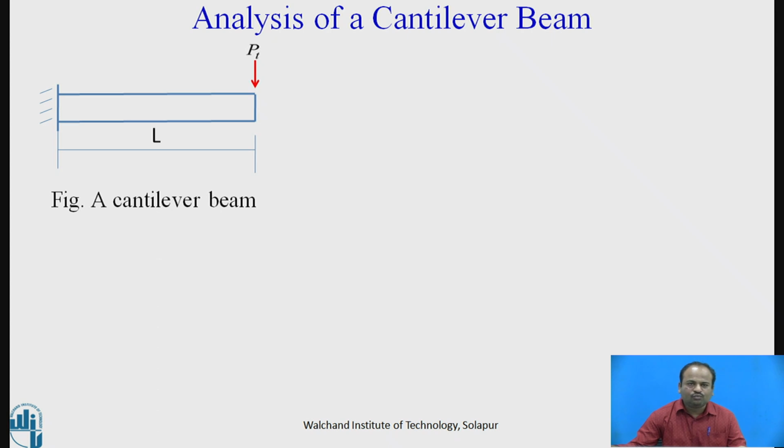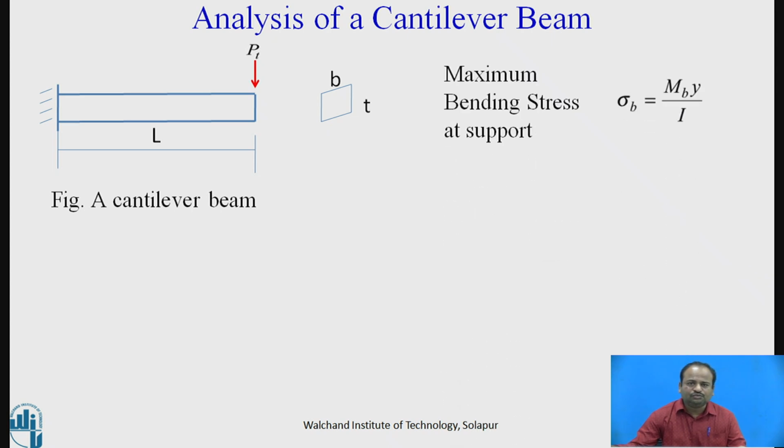This is the L. So what is the moment? Moment is equal to Pt into L. This is the section of this particular cantilever; a rectangular section is there. This rectangle is having the breadth B and the thickness T. So what is the maximum bending stress at support? Sigma b is equal to My divided by I. This is the fundamental equation that we know.